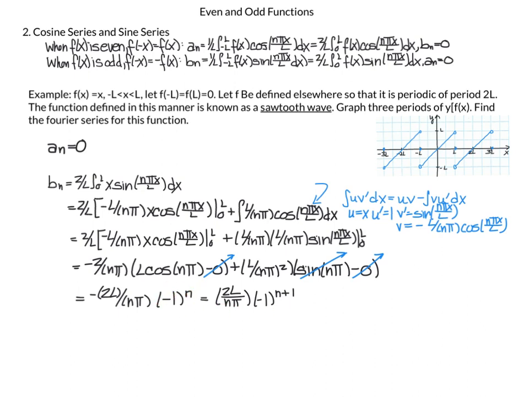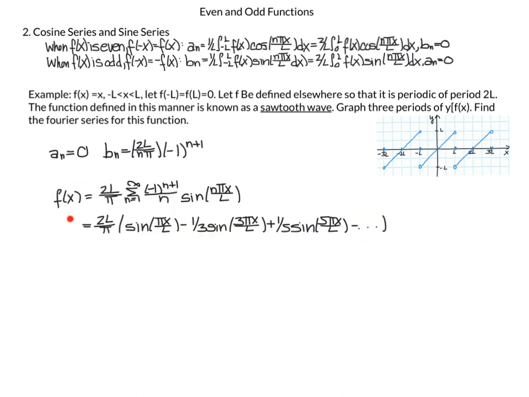So we can rewrite that as 2L over n pi times negative 1 to the n plus 1. So I have my a sub n equals 0, and then I just moved my coefficients. B sub n is equal to 2L over n pi times negative 1 to the n plus 1. I moved it up here so that I have space to write my Fourier series, which only has terms of sine, so it's a sine series. So I have my 2L over pi here.